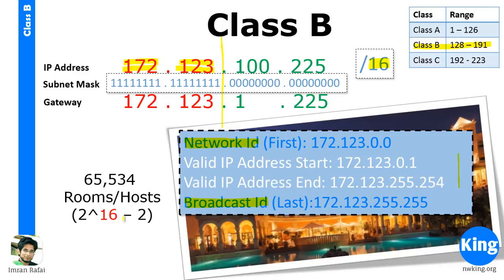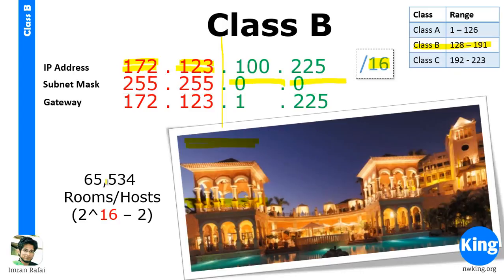We use the same formula. The number of host bits is 16, so 2 to the power 16 minus 2 is 65,534. Now that's a very, very big number. If you go with the hotel analogy, having 65,534 rooms is going to be very difficult to manage.